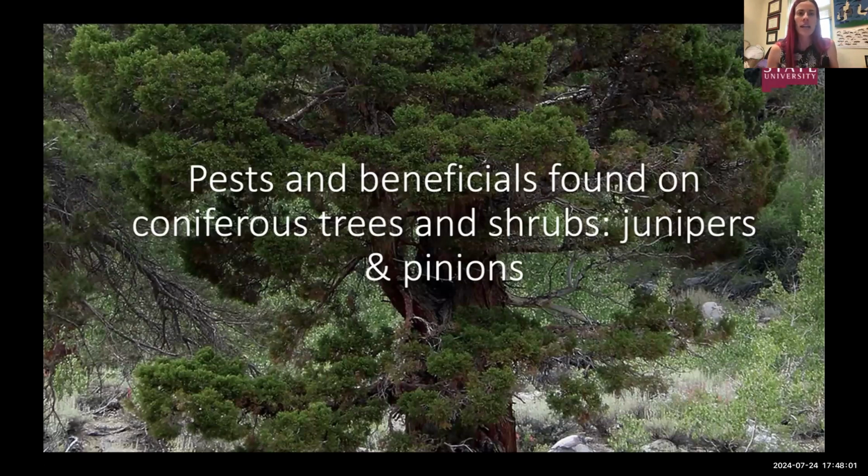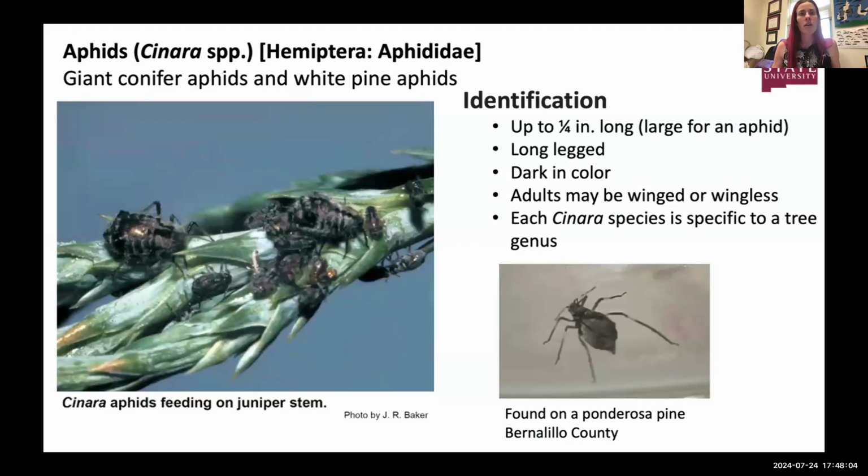But the first one I'm going to get into that I've had quite a bit of are these giant conifer aphids and white pine aphids. So these are aphids that are specific to pines, and they're pretty large for aphids. Like aphids are these really small insects, but these ones are about a quarter of an inch long, even maybe up to almost half an inch long. They are typically dark in color and they look pretty leggy. They almost look like a spider, right? But they have six legs.